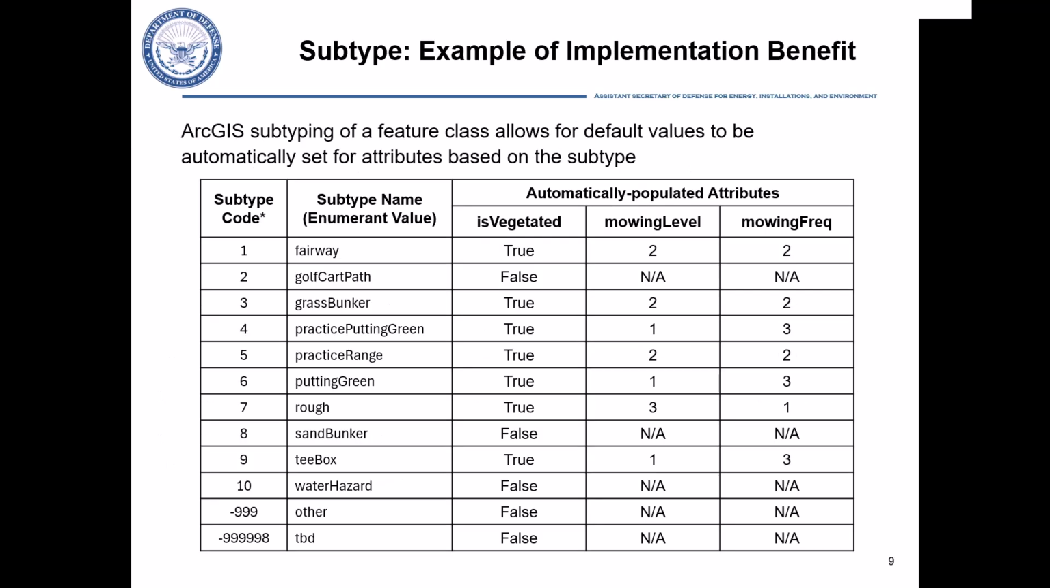As noted, for an ArcGIS feature class with subtyping, default values of any attribute in that feature class can be automatically set in a subtype-dependent manner. Here we see how values of polygon records in the golf course area feature class are populated according to the particular subtype. When new polygons are added to the feature class and the subtype is specified, then values of the isVegetated attribute are set to true for areas with grass, and the mowing level and frequency values are set in a subtype-specific manner.